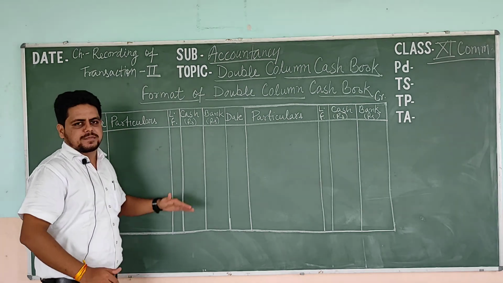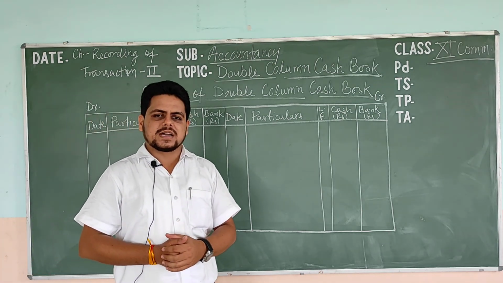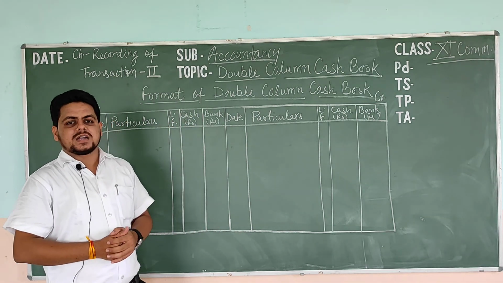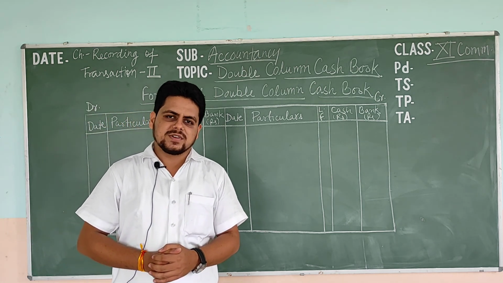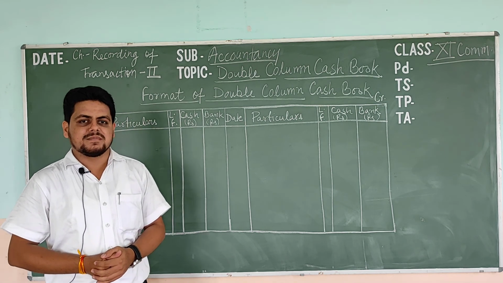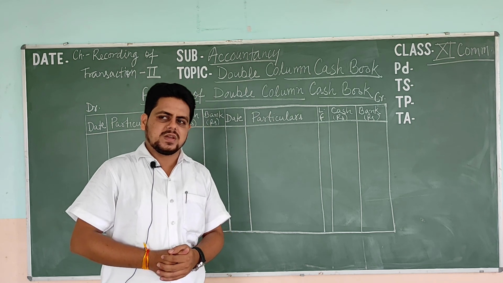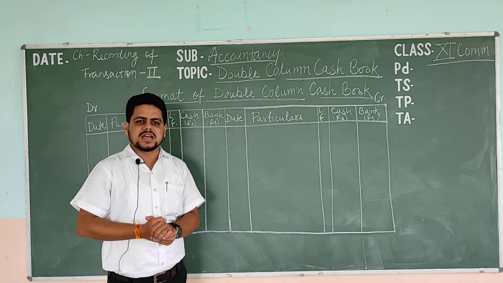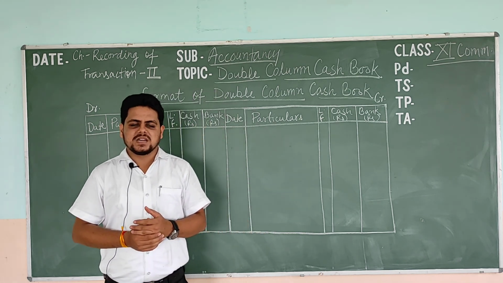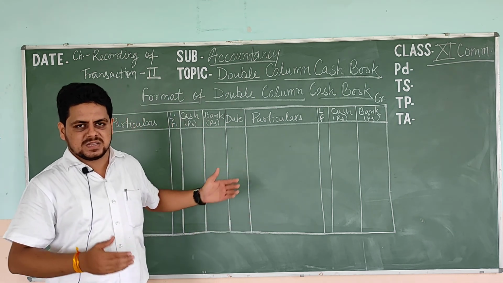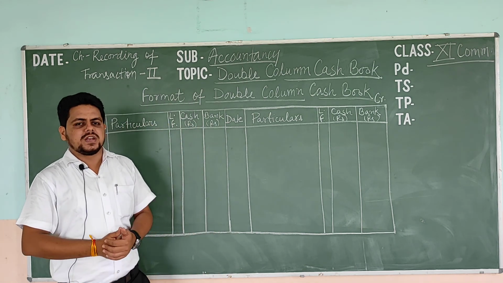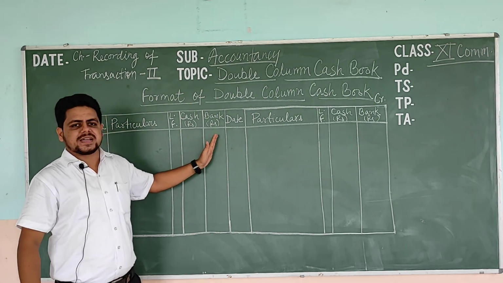But before explaining the format, we must know what a double column cash book is and what its utility is. So listen very carefully. Double column cash book is a type of cash book in which we record our cash transactions, but along with cash transactions we must also record our bank transactions. In business organizations whose size is very large, the number of transactions is very high, so many transactions happen with the help of the bank, that is, with the help of a checkbook, a bank draft, and so on. So we need to record all the bank transactions also.